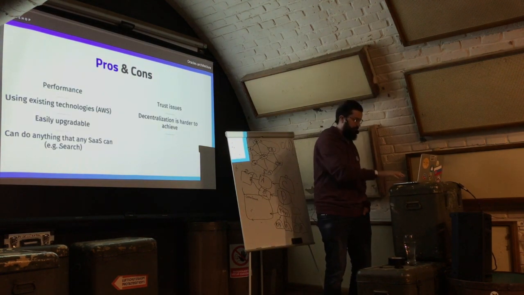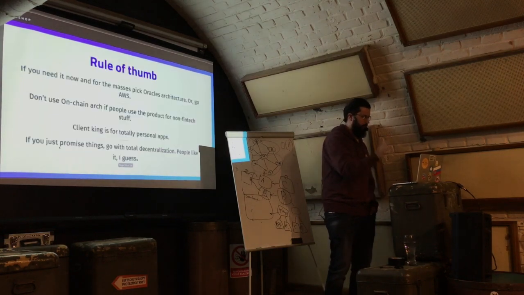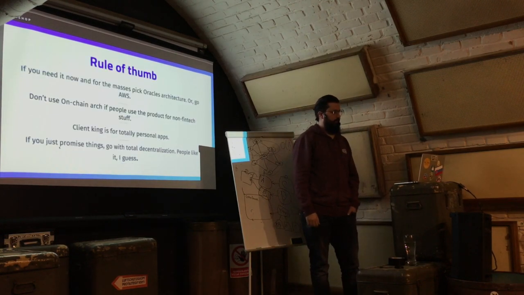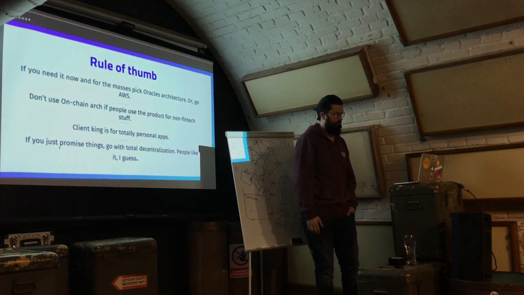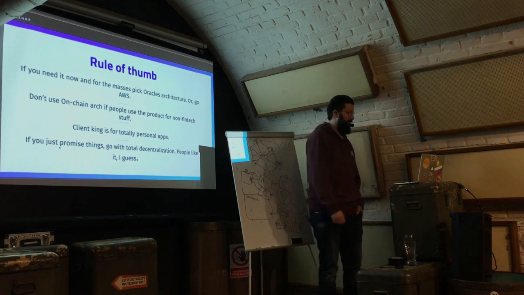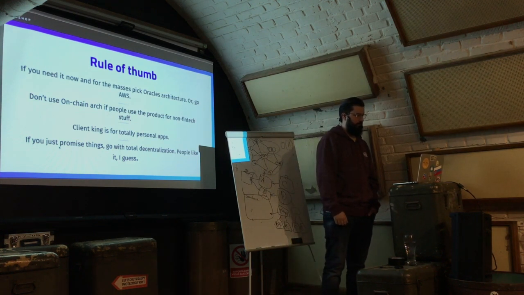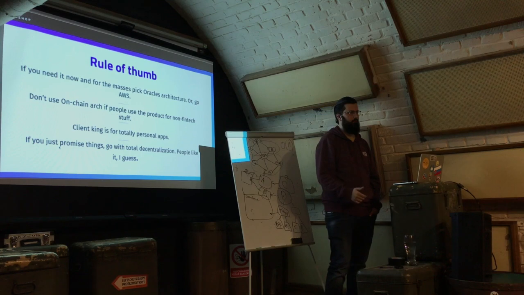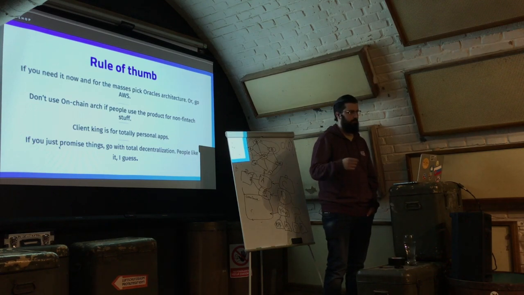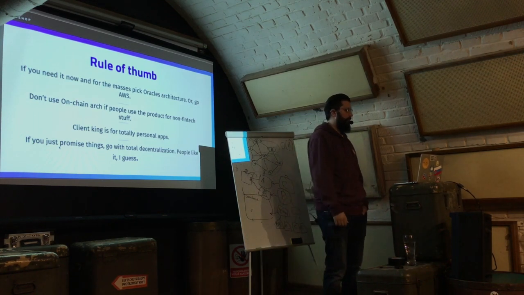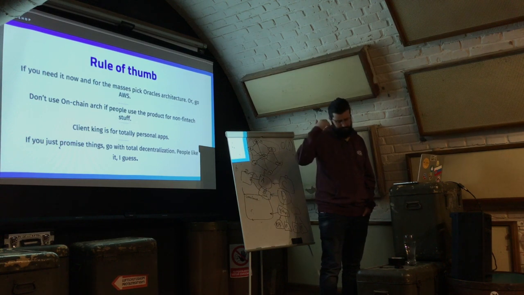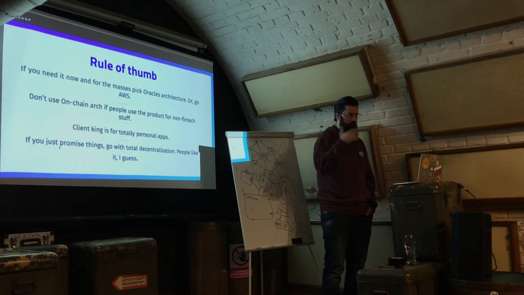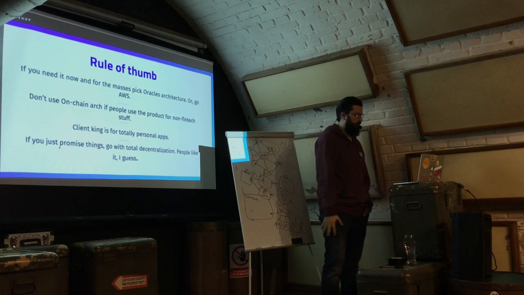So how to pick the right architecture? If you need it now, and for the masses, pick the Oracle system or go centralized, or go AWS. Don't use on-chain architecture if people use the product for non-fintech stuff. So don't use it for building a new Facebook. I recognize client-only as a totally fine architecture for personal labs, for example taking notes and stuff like that.